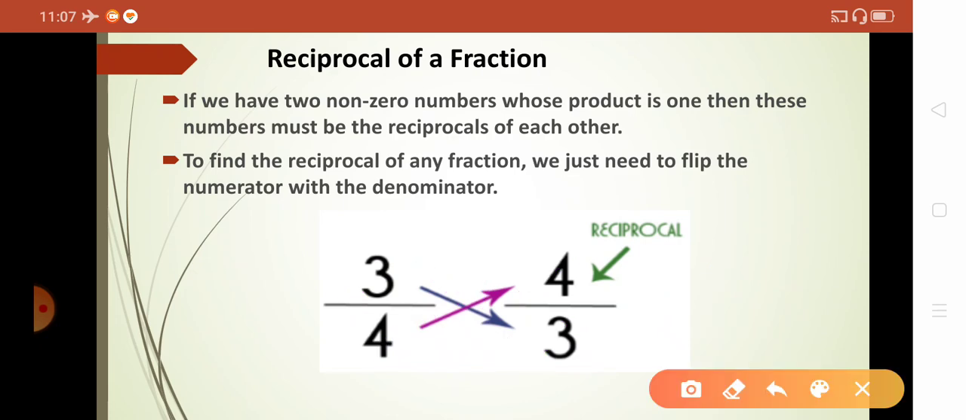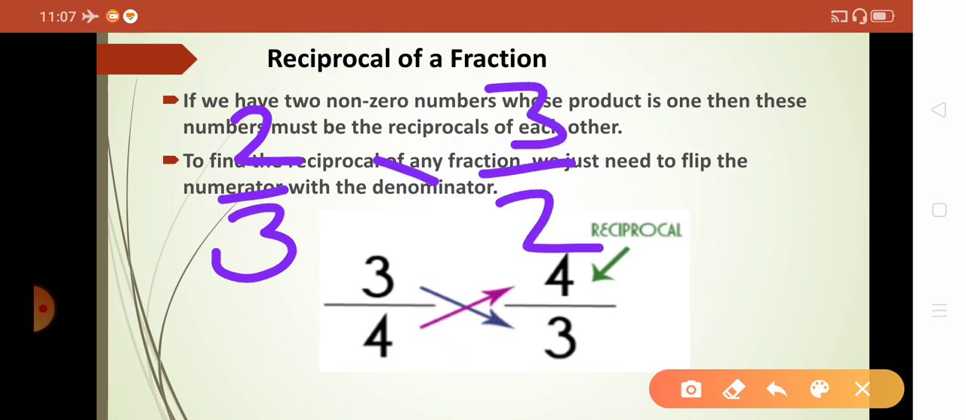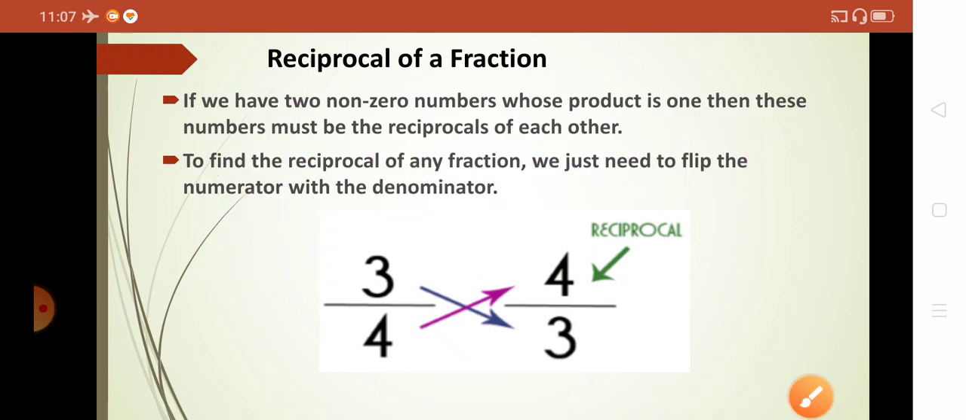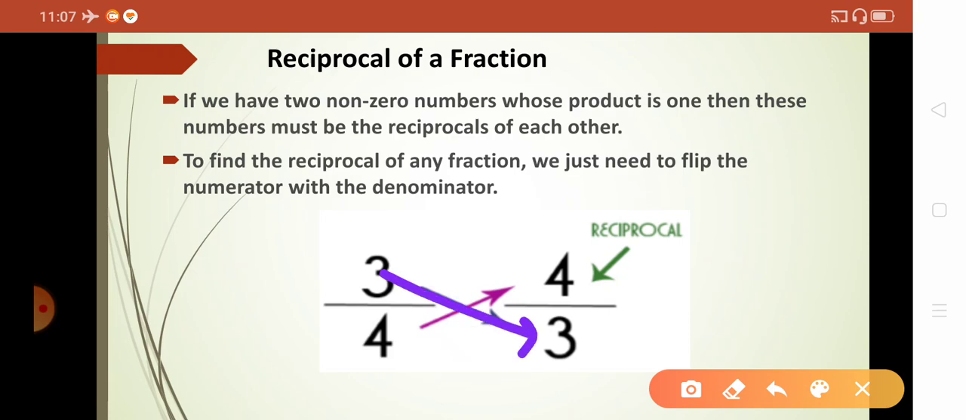For one more example we can take, you are given 2 by 3 and 3 by 2. If you multiply these two, 2 will cancel 2, 3 will cancel 3. So a very simple method to find the reciprocal is to just flip the number. You will make the numerator the denominator and the denominator the numerator. Here the numerator of this is converted to the denominator and the denominator is converted to the numerator. In this way we can find the reciprocal of a given fraction.